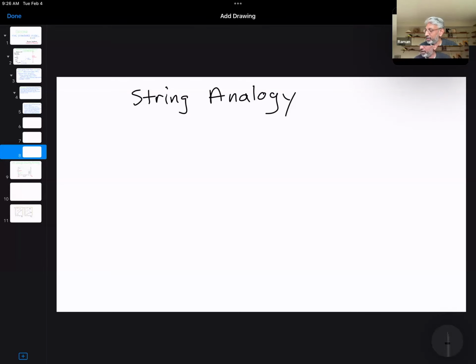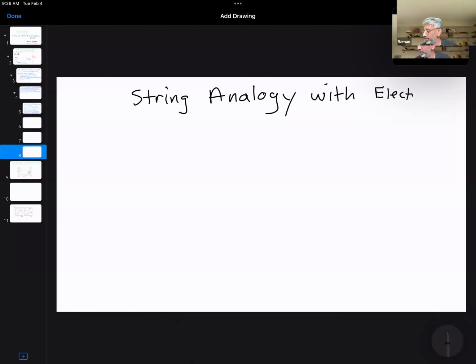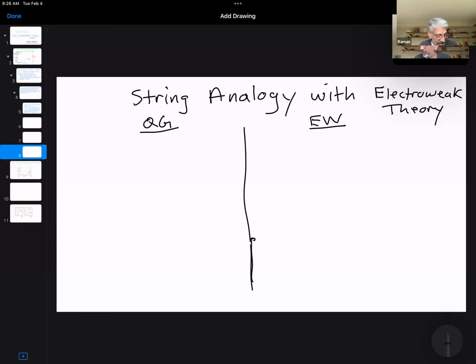So I want to parallel it with the standard model of particle physics. In fact, more generally, let's say with the electroweak theory, the renormalizable electroweak theory, which is part of the standard model. So here's my analogy. Let me just divide it up here and talk about quantum gravity on this side, and here the electroweak physics.